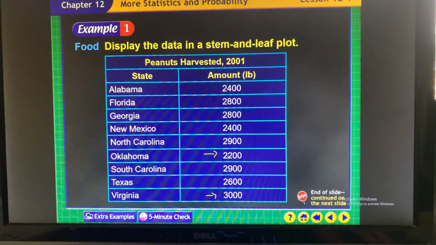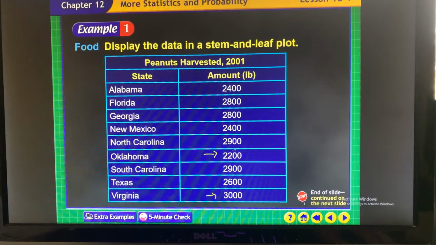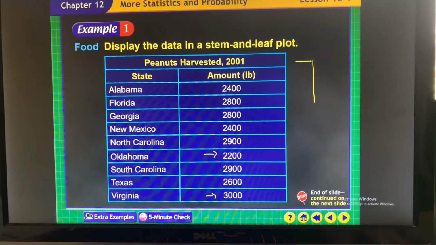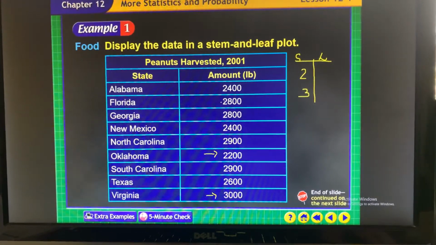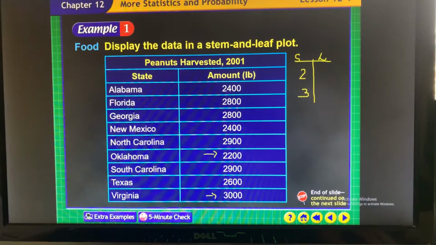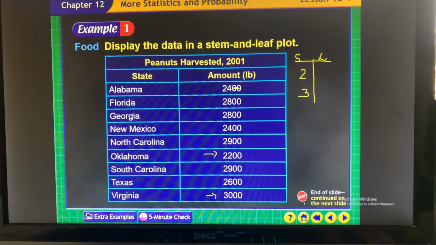So my stems will be everything except the last digit. Please remember that. Everything except the last digit. So I'm going to draw a line like this for my stem and leaf plot. This is my stems. This is my leaves. So my stems are going to be 2 and 3. My leaves are going to be the other digit that exists. It's not going to be the zeros. So it's going to be these digits that are after the 2.